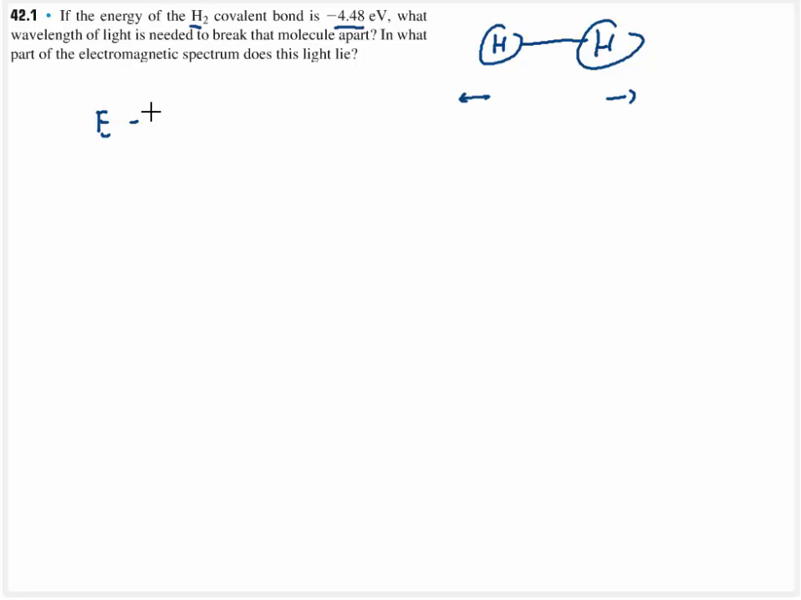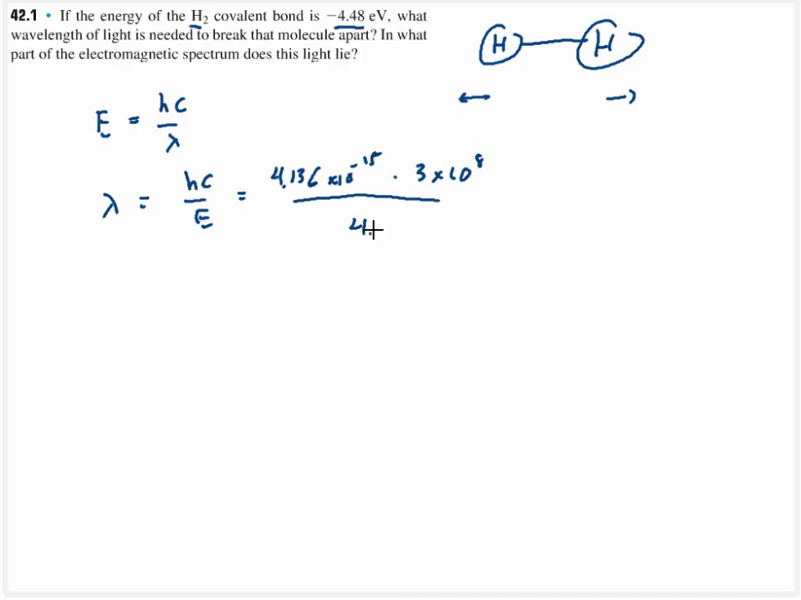Well, we know that E is going to be equal to hc divided by lambda. So lambda is going to be equal to hc divided by E. And so this is going to be equal to 4.136 times 10 to the negative 15th, again, that is in electron volt seconds, multiplied by 3 times 10 to the 8th, divided by 4.48 electron volts. You go ahead and type all that in, and we're going to get about 277 nanometers.